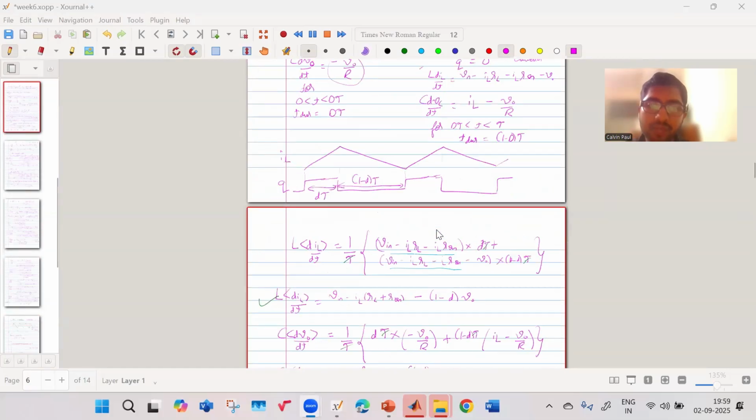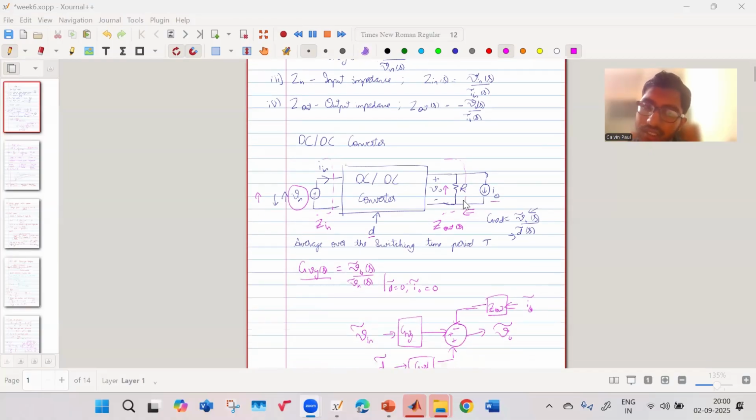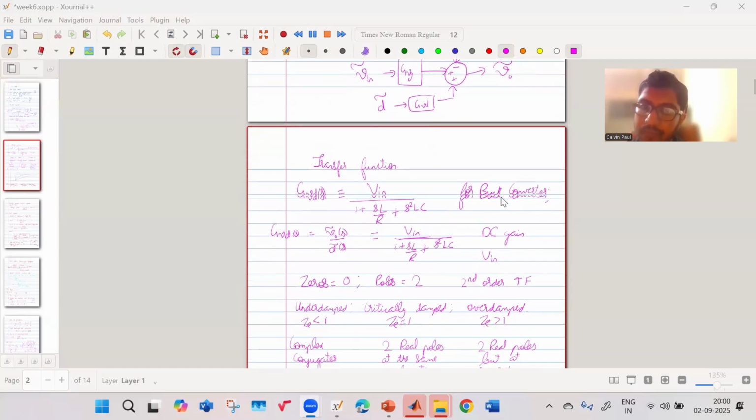So I'll just give a brief recap. What we did is we studied small signal modeling. We have various transfer functions, and these are the important transfer functions. We consider what a DC-DC converter is. We average over the switching time period T. Then this is how these transfer functions affect your output voltage perturbation.